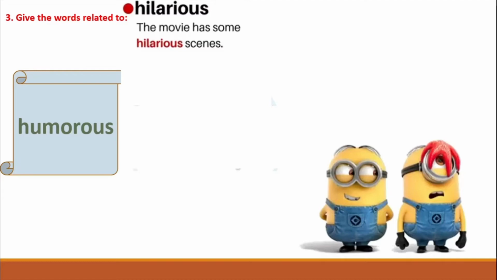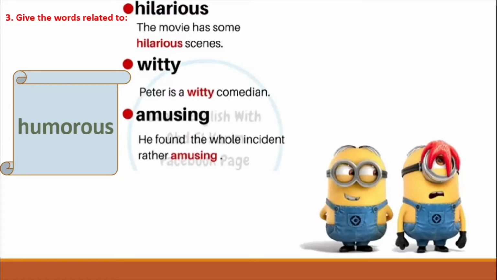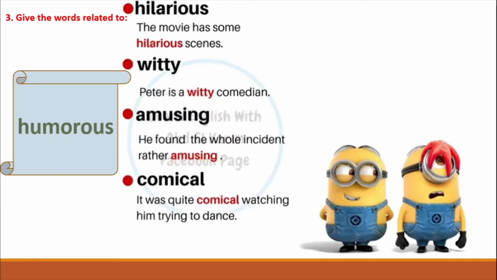So see, this is an exercise actually in vocabulary where we are getting to learn so many new words. Then you have witty. Witty is also a word which means humorous. Look at the example sentence. Peter is a witty comedian. Then you have amusing. He found the whole incident rather amusing. Amusing means funny, humorous, witty, hilarious. Okay. Next example, next word, comical. So this word we already saw there. So comical means what? Funny, something which makes you laugh.